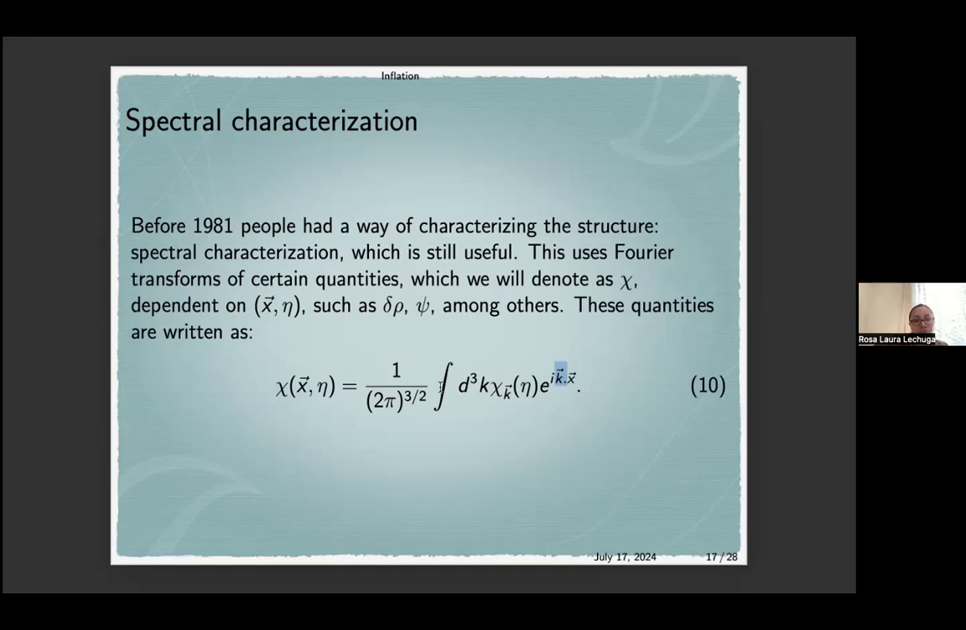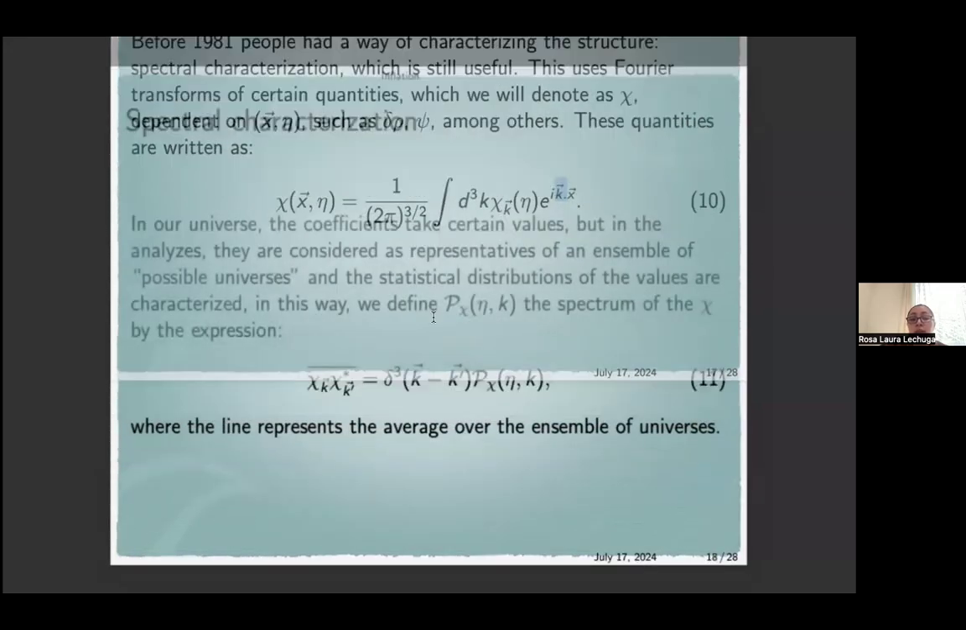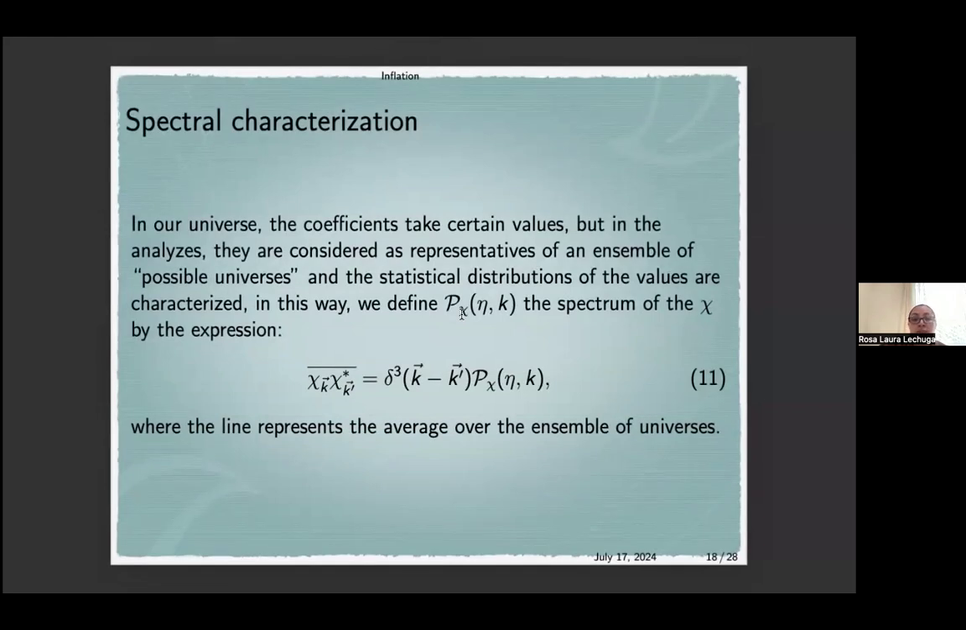But here you can see that this k is related with the fact that we are going to consider an average. And the average is taken on the ensemble of all possible universes. As I mentioned before, we only have one universe to study in the observations, but the people, in order to perform the calculations, try to incorporate the notion of an ensemble. They write equations in terms of this generic quantity.